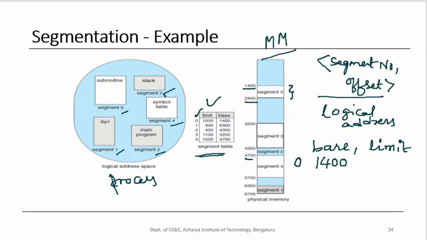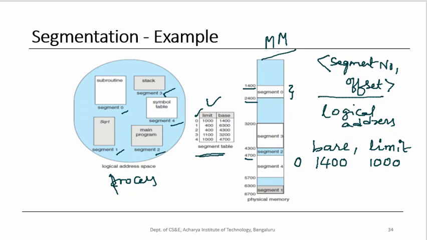And what is the limit of this segment 0? Segment 0 is from 1400 to 2400, so its size is 1000 bytes. Let's assume that it is 1000 bytes. So this entry is also made in the segment table against segment 0.